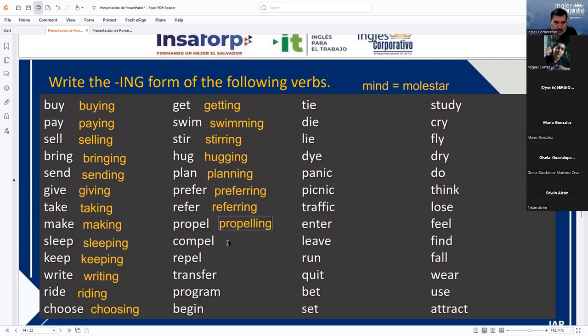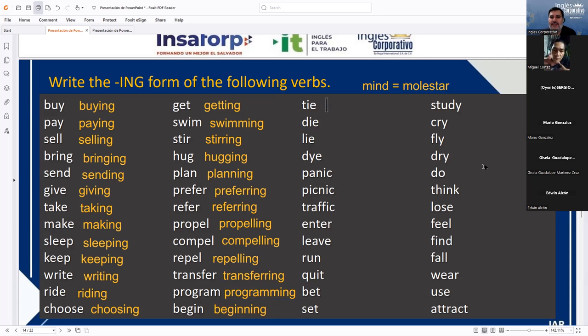Propel. Compel, double L. Repel, double L. Transfer, double R. Programming. Program, double M. It's not program, but the original word is with MME in British English. So programming, double M. Okay. And begin, beginning, double N, exactly. Very good. Those are doubling.